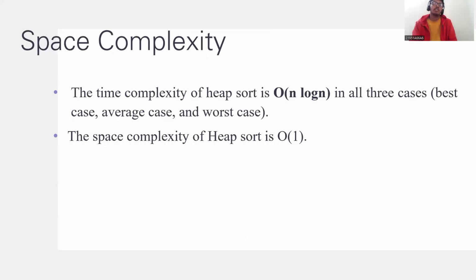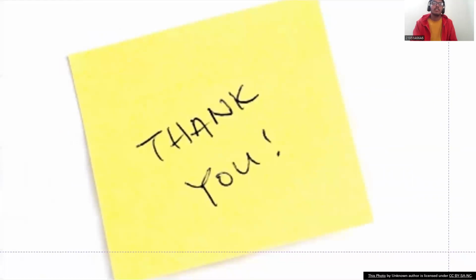The time complexity of heap sort is O of n log n in all three cases: best case, average case, and worst case. The space complexity of heap sort is O of n. And thank you.